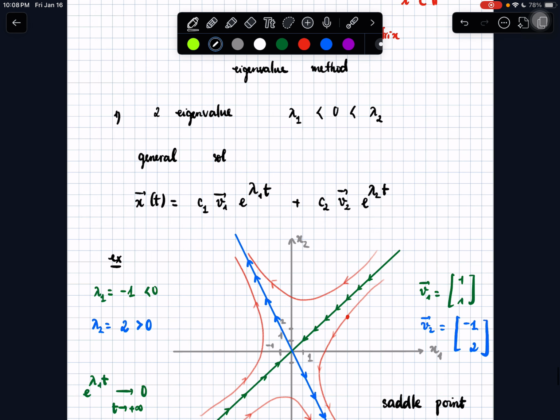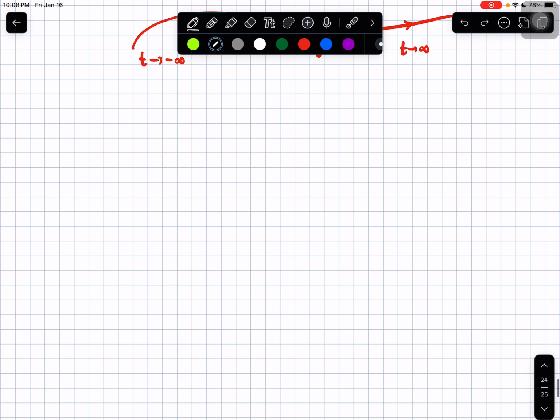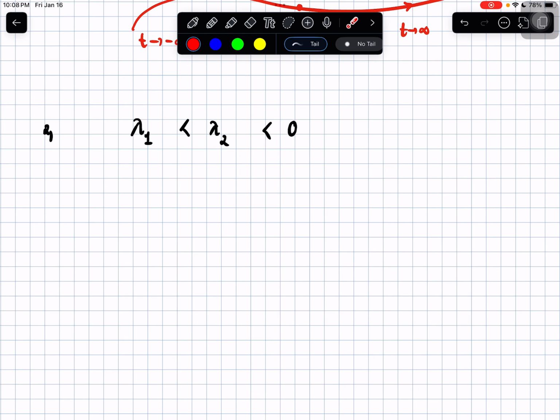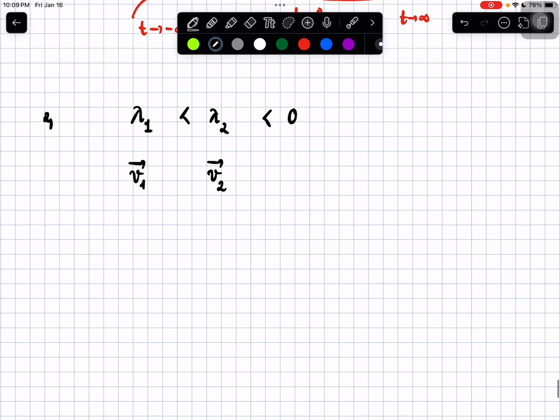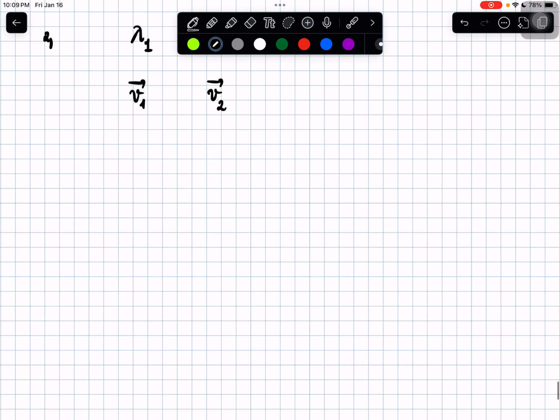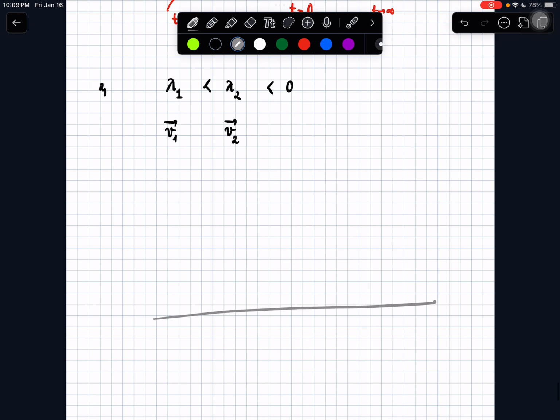Let's do the second case, where both eigenvalues are negative. Case 2: lambda 1 and lambda 2 are both negative. Let's say lambda 1 is less than lambda 2. Because the eigenvalues are distinct, we still have two linearly independent eigenvectors v1, v2.